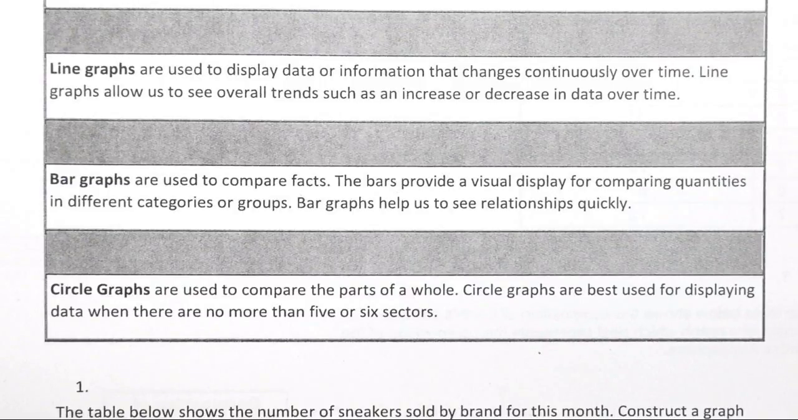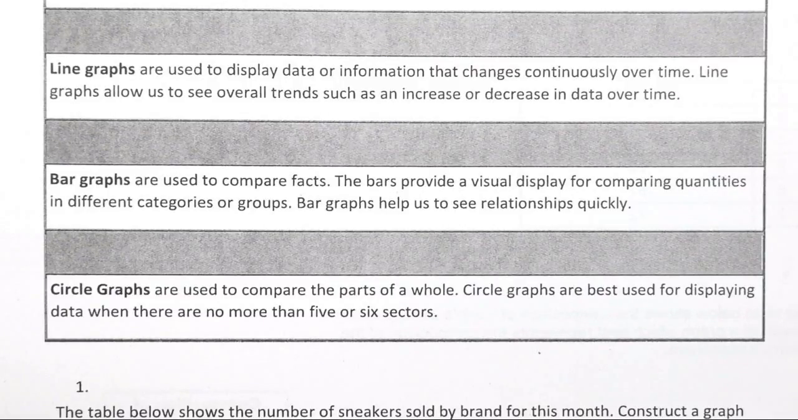Okay. And then, Haley, if you'll read circle graphs for me. Circle graphs are used to compare the parts of the whole. Circle graphs are best used for displaying data when there are fewer than 5 or 6 categories. All right, so circle graphs, we're looking for small groups, like groups of 4 or 5, not more than 6, and it's parts of a whole. So if we're trying to compare parts of something, then we'll use a pie graph.